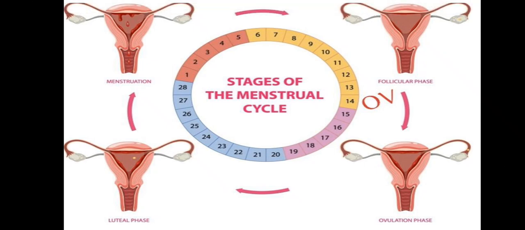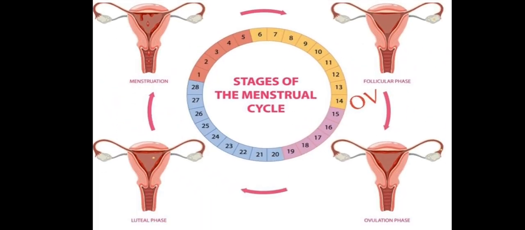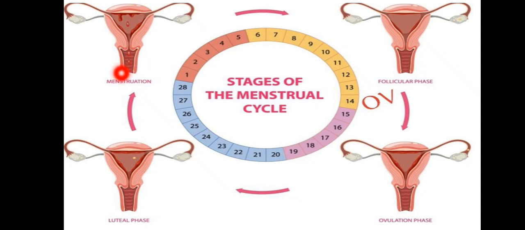Alright, so let's talk about what is going on here, because I believe you can see there's this particular picture which is showing menstruation. There's this picture which is showing the follicular phase. Then there's this part which is showing the ovulation phase. And then there's this part which is showing the luteal phase. Now, don't get confused here. I'll be talking about what is happening in the menstrual cycle, and then I'll also talk about what is happening in the ovarian cycle.